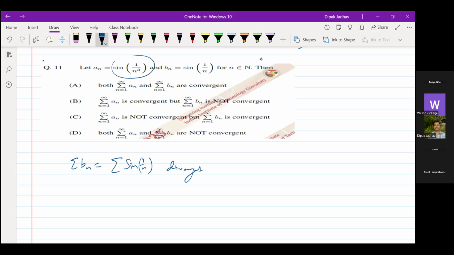And the second one is convergent. What we need to use is the limit form of comparison test carefully. That will give you the result whether the series is convergent or divergent. Is it okay? And option B is true. Very good.